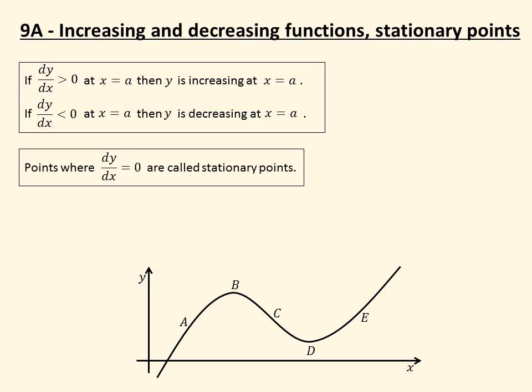So on this graph, A and E are increasing functions, positive gradients. B and D are stationary points, that's where the gradient is flat. And C is a decreasing function, that's where the gradient is negative.